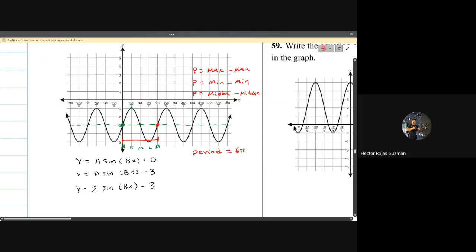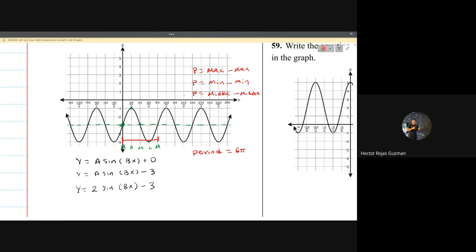Sorry, I'm trying to hit undo. And that's technically what I did. I used this one. I'm doing 6 pi minus 0. So the period is 6 pi.